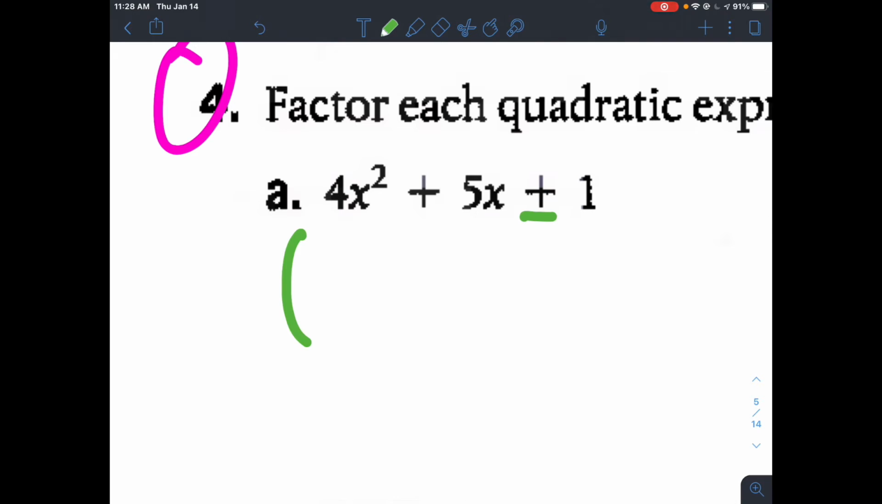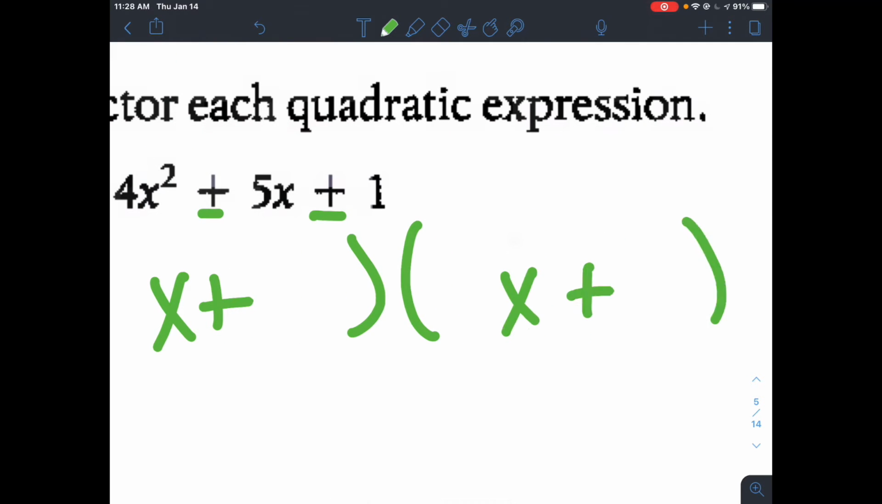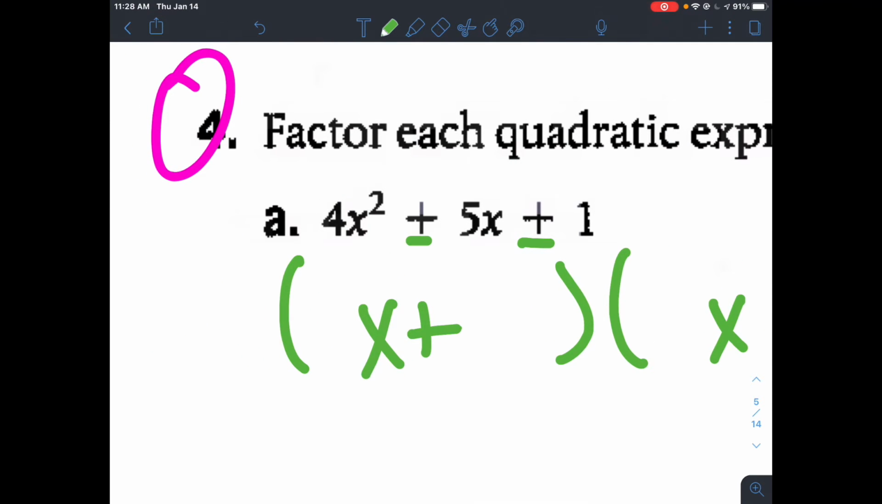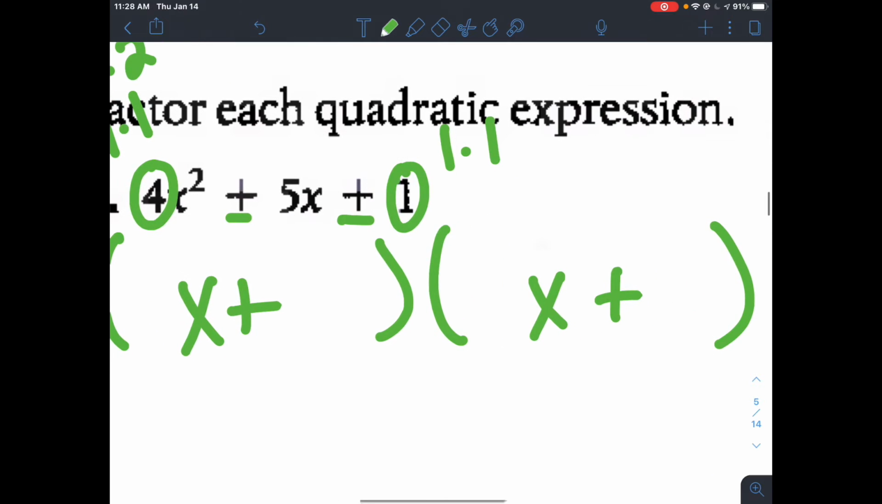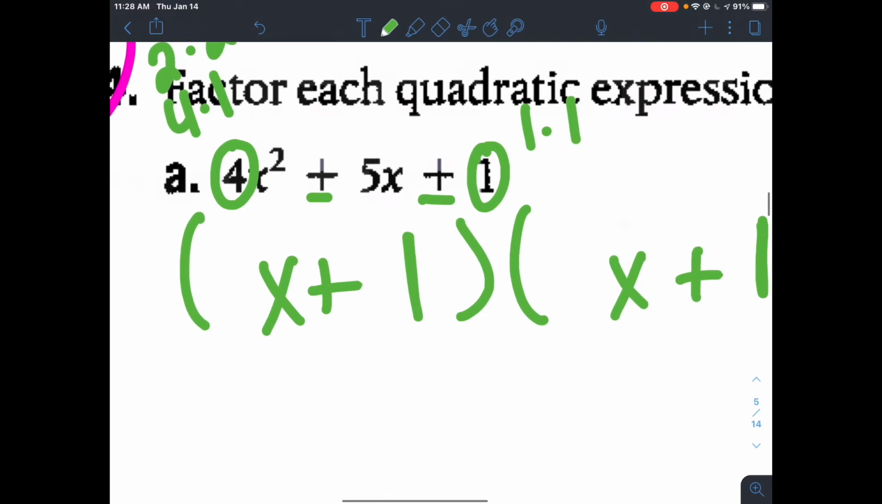So both signs are going to be the same, and they're both going to be positive. So I'll set that up. Now this time I have a number in front of the x squared. I have a 4. So that means my options are going to be a 4 times 1 and a 2 times 2. And then over here it's 1. So the only option I have is 1 times 1. So I can fill those in right here. I only have one option. Nothing's going to change there.